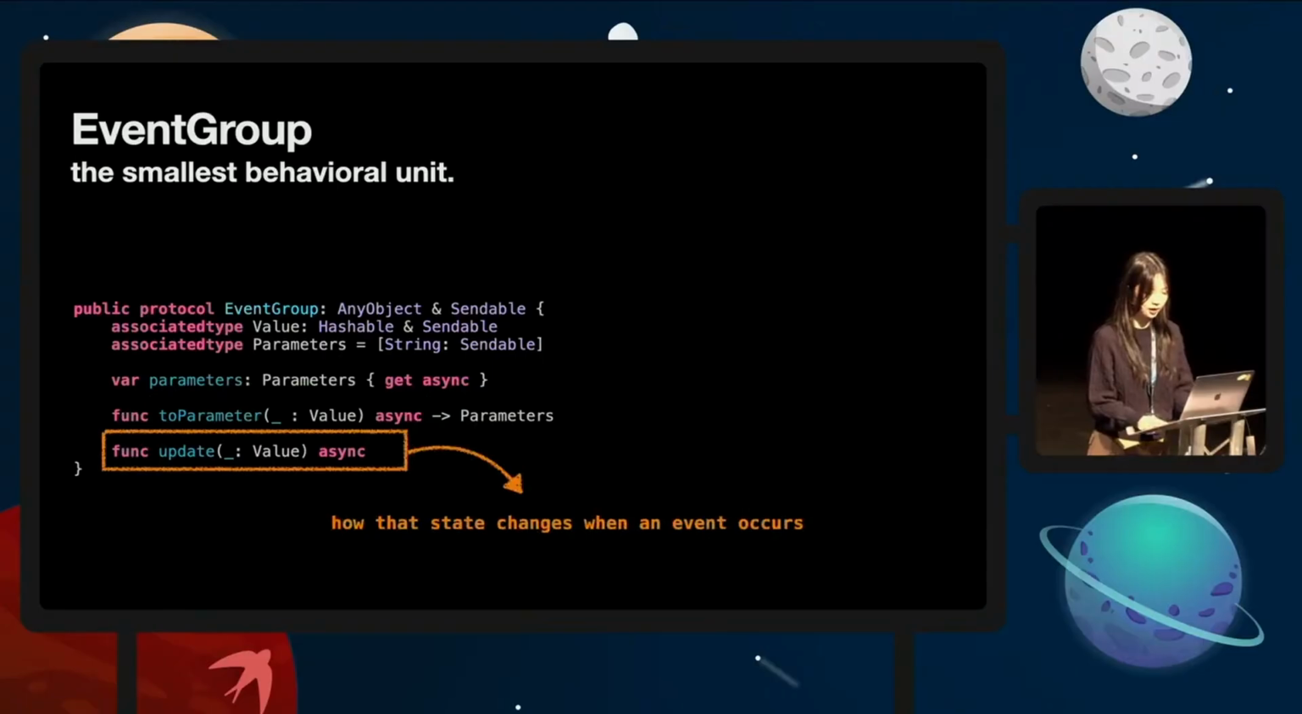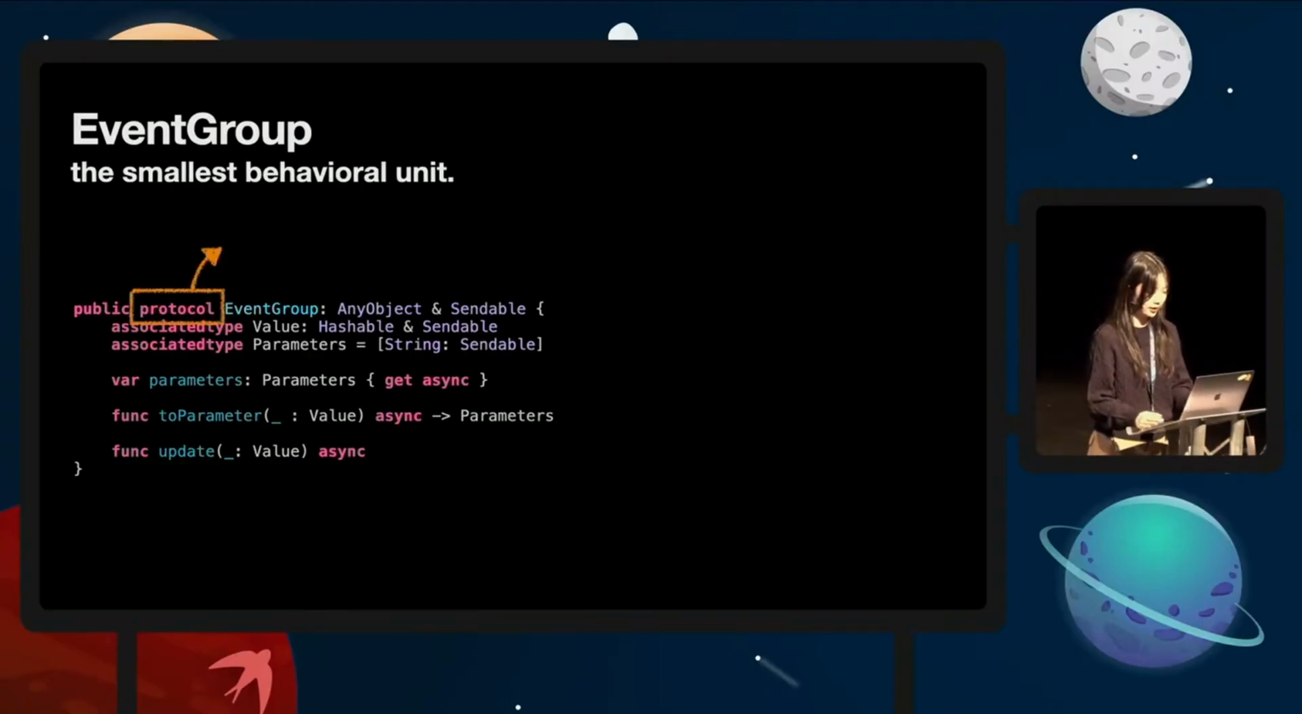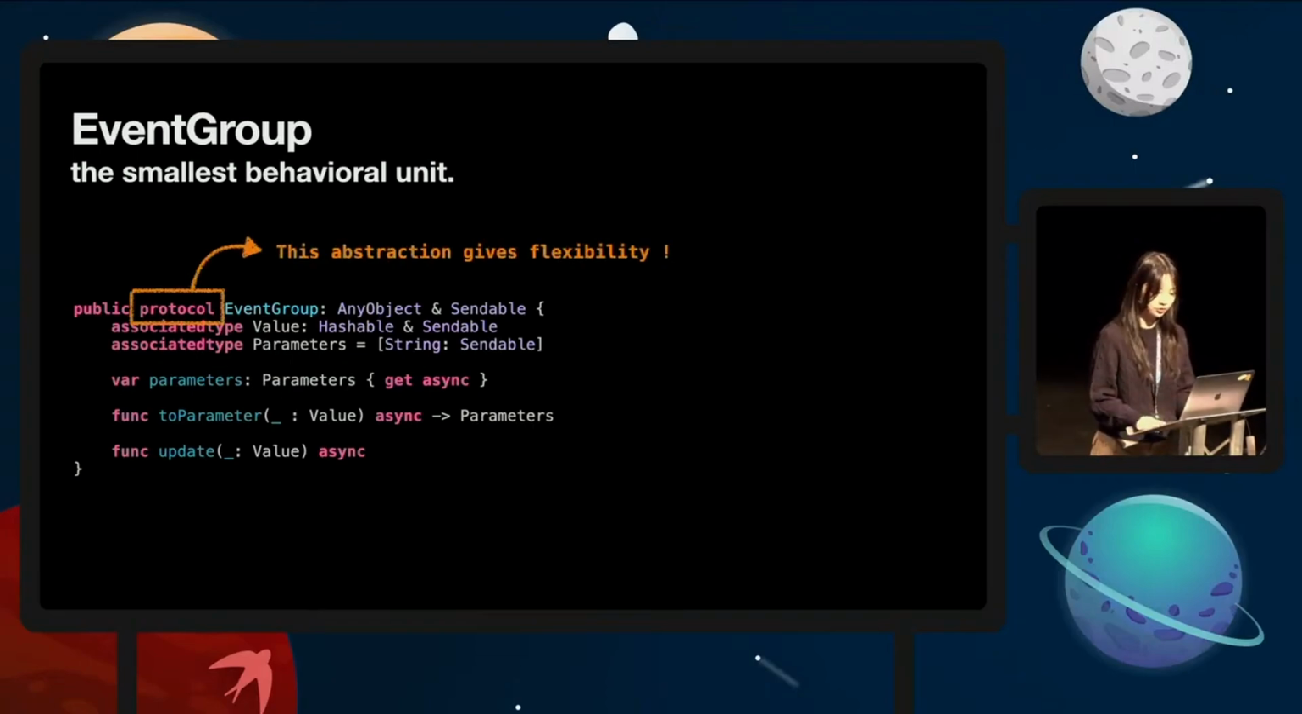And update is how the state changes when an event occurs. By itself, this doesn't log anything. It just describes how to transform behavior into data. This small abstraction lets us isolate what to log from how or where to send it. And notice this isn't a class or struct, it's a protocol. That's because we don't want to tie this to one implementation, like one specific case. Each event type can define its own behavior, but all share the same interface. This abstraction gives flexibility. We can extend, swap, or test without touching the rest of the system.